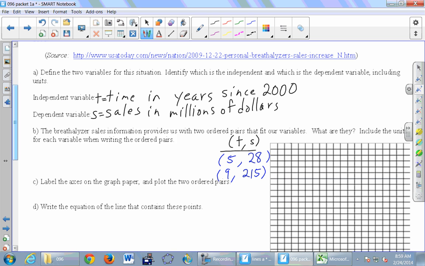Any questions on getting to that point? Okay, and at this stage of the problem, and for the next large chunk of this problem, we're going to ignore all the information about breathalyzer and sales and all that. I just have two ordered pairs, (5, 28) and (9, 215), and I can find the equation of the line that hits those two things. How do I know I'm supposed to find the equation of a line?